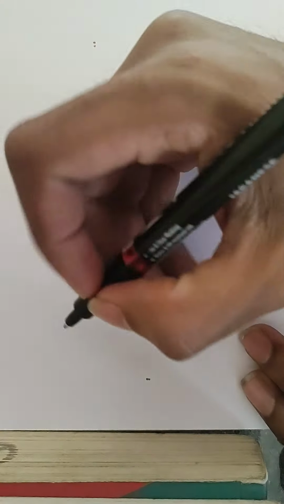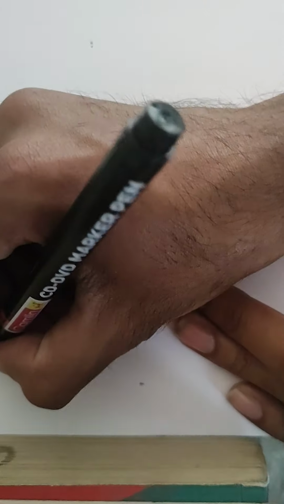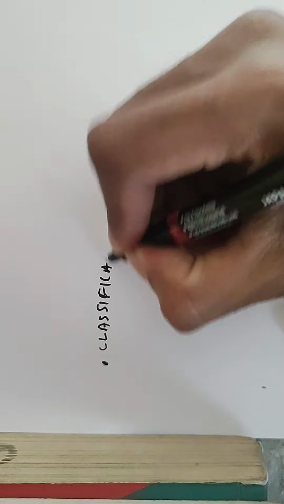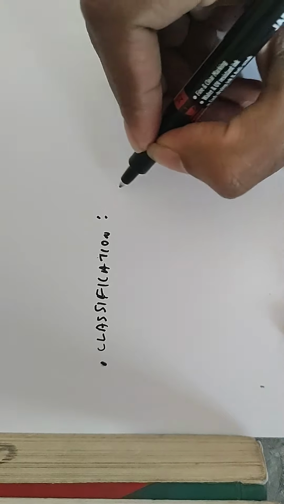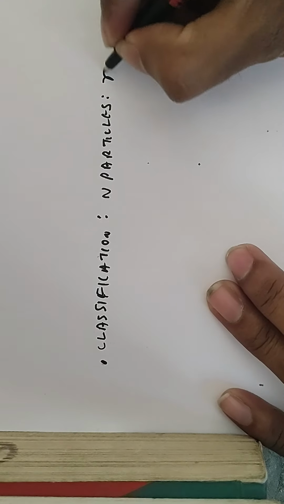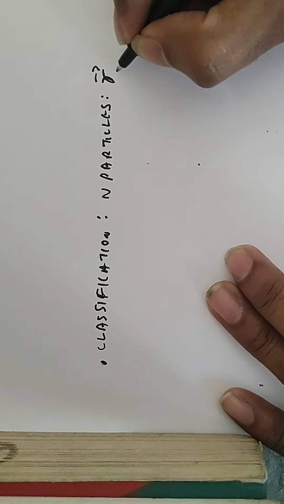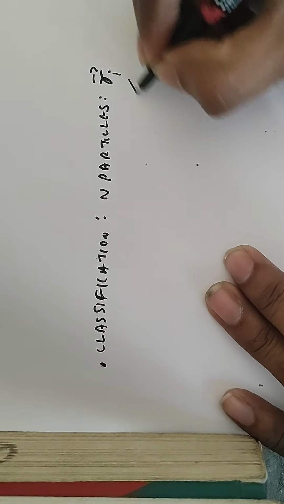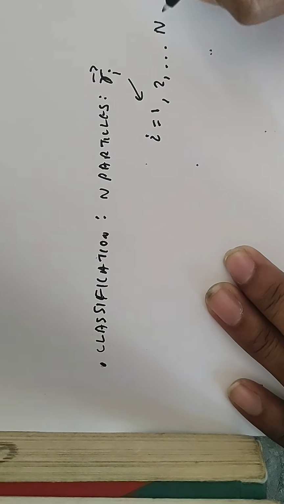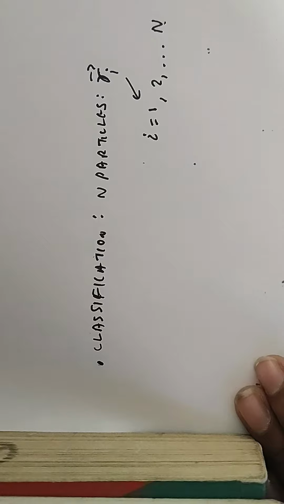Well, yes, there is. Let me state the answer to this question. Classification: consider n particles. So the vector r_i is the position, and the i here signifies that it can be 1, 2, up to capital N. Please note the capital N over here.